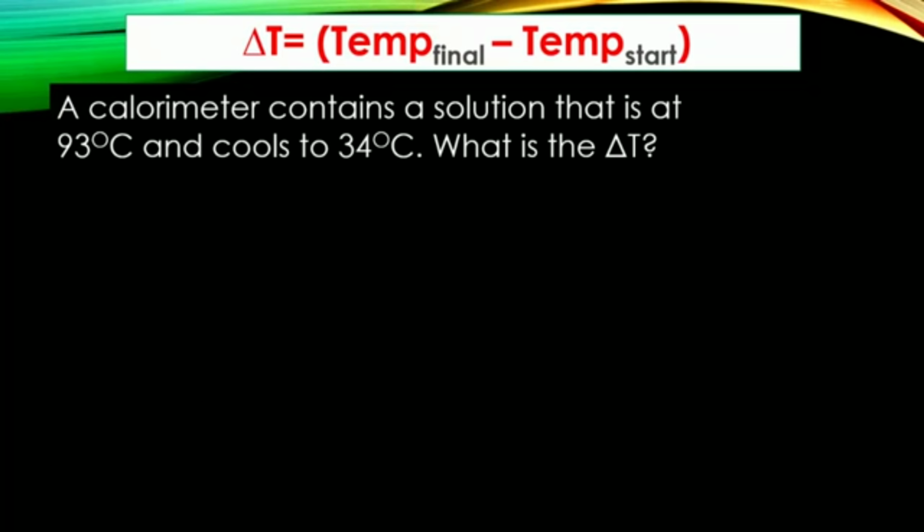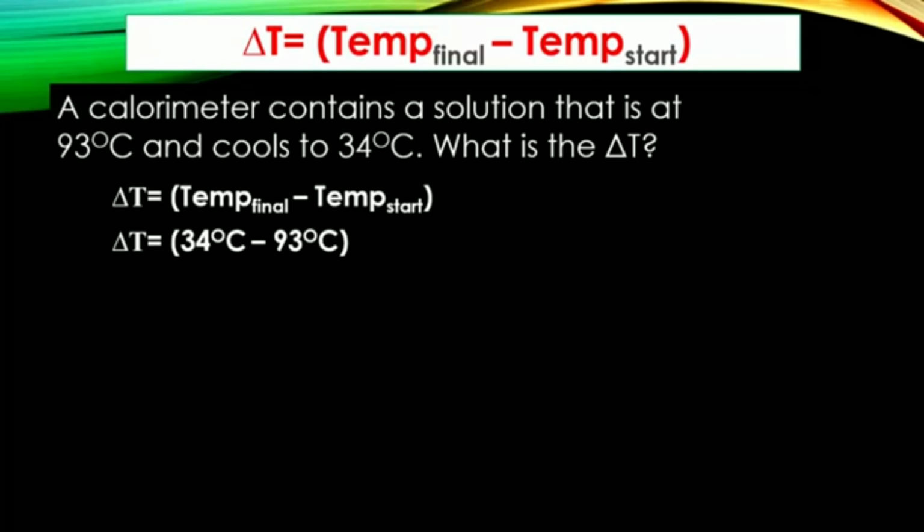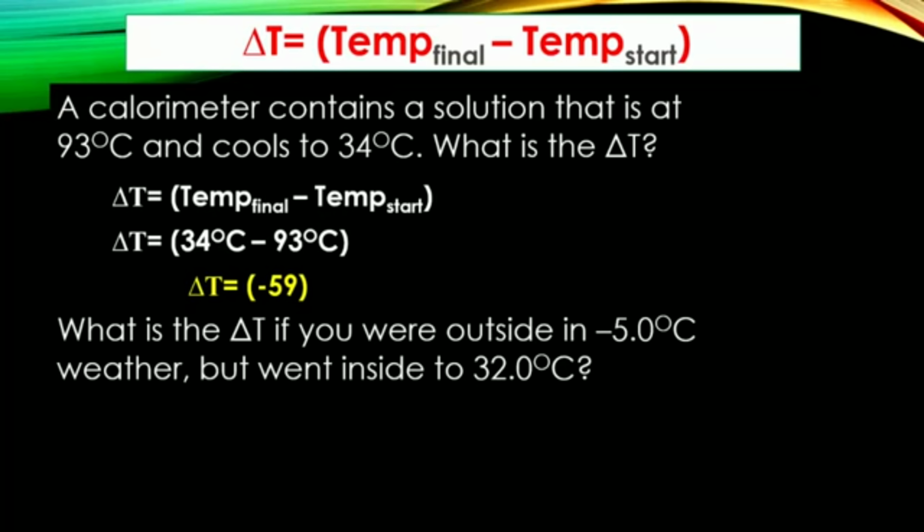So when we break these questions down to simpler steps, they're really easy to do. First off, delta T is the final temperature minus the initial temperature. So when we do this practice problem, a calorimeter, or a device that measures changes in heat, contains a solution at 93 Celsius and it cools to 34. If we subtract 93, the initial temperature, from 34, the final temperature, we'll get a negative number, indicating that heat is lost. So this corresponds with an exothermic reaction.